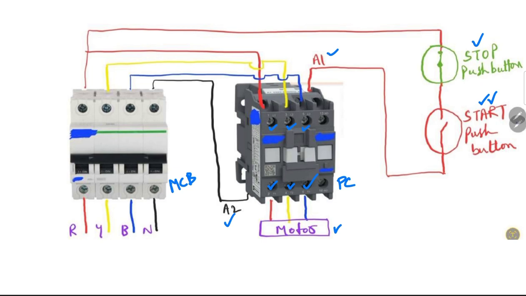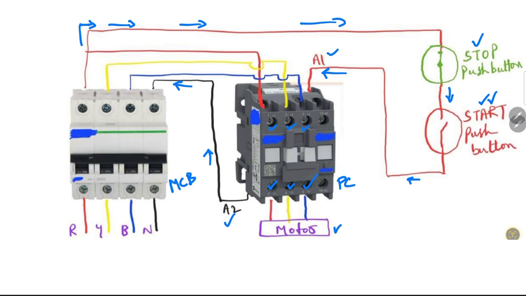Coming to the functioning of this circuit, I am supplying three-phase supply to this motor, and I would like to control this supply by using push buttons. For this, I am taking one phase, let us assume R phase. Observe this arrow. I am connecting this R phase to the stop push button first, then to the start push button, and then to the A1 terminal, one terminal of the coil. The other terminal of the coil, A2, I am connecting to neutral as shown. So basically I am giving single phase supply to this coil for energizing it.